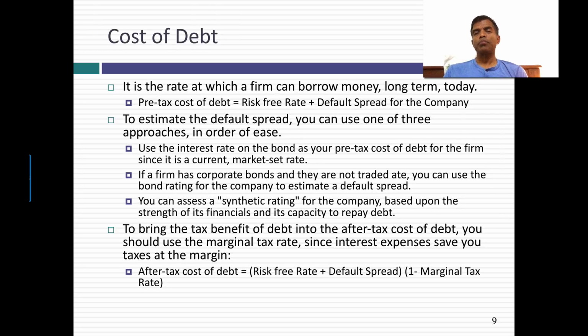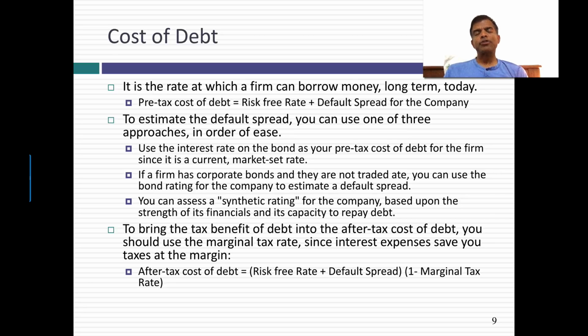Remember, 90% of companies around the world borrow from banks. Well, you can act like a ratings agency and estimate a synthetic rating. I actually use one ratio, an interest coverage ratio, to come up with the rating for companies, and that allows me to come up with a default spread and a cost of debt.